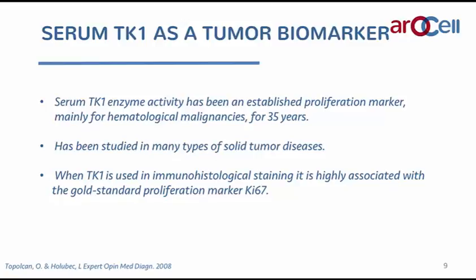So it is already known as a tumor or proliferation biomarker by using methods to measure its activity. And it's been used for over 35 years, but really in hematological malignancies, blood malignancies. It has been studied in many other types of solid tumor diseases, but the activity assay is not clinically used today. It is also known that when you use it in immunohistology, the staining reaction is very much associated with the gold standard marker Ki67, as I mentioned previously.